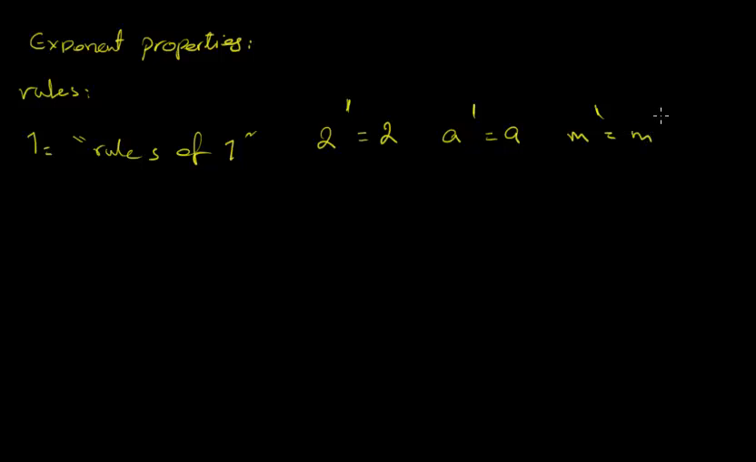That makes sense because the power shows how many times the base is multiplied by itself. If it's only multiplied one time, then it's logical that it equals itself, right?